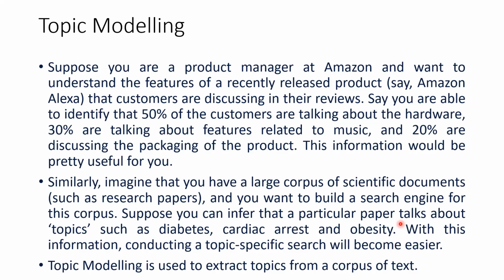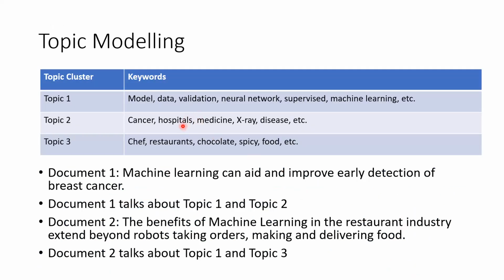So let's take this example. For example, we have this topic one, we have the keywords of model, data, validation, neural network, supervised machine learning. So this is the first topic cluster. So if any document is having these keywords, we will say that it is referring to topic one. And then topic two has these keywords: cancer, hospital, medicine, x-ray, disease. So this is about healthcare. The third one, let it be about the food and beverages. So chef, restaurant, chocolate, spicy food, etc. So let it be about the food and restaurants. So let that be the topic.